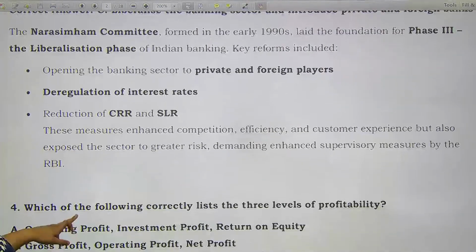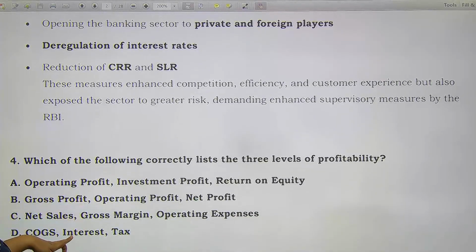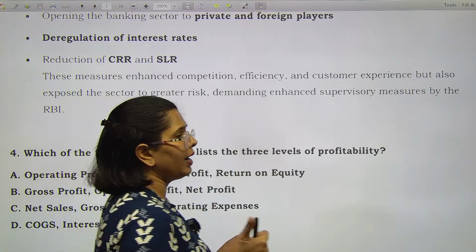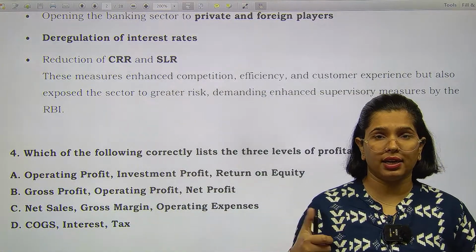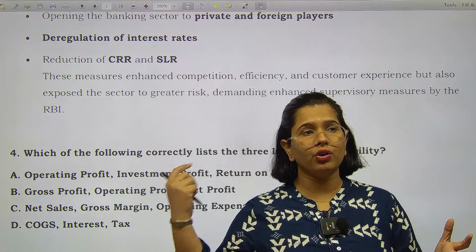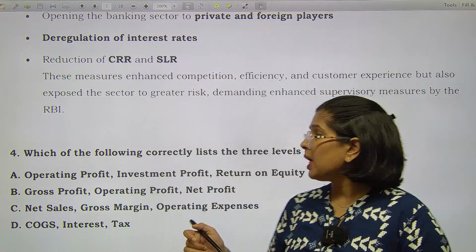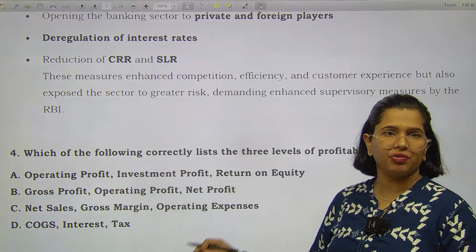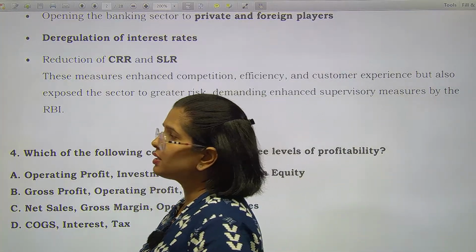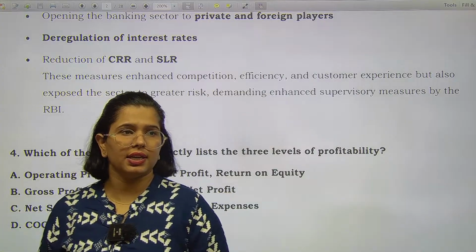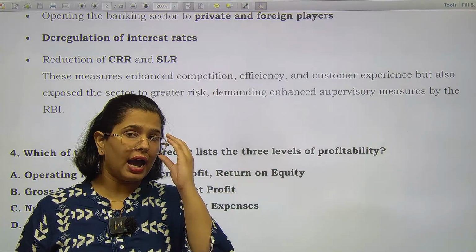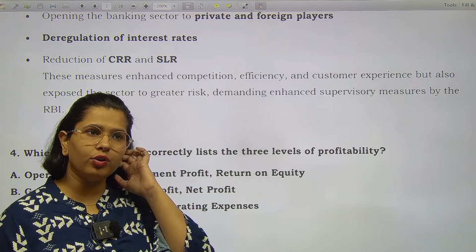Now next we have, which of the following correctly lists the three levels of profitability? Three levels of profitability step by step. Number 1, what kind of profit you would calculate. After that and after that. So out of all the given options that we can see, option number B, which talks about gross profit, operating profit and net profit, right? So gross profit, it talks about your trading activities. Okay? Trading activities, along with that, all the direct expenses are included over here to calculate the profit.